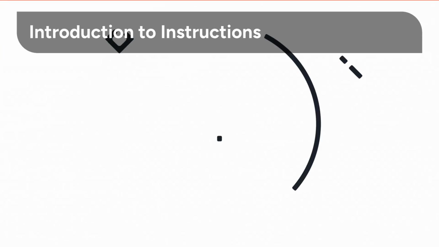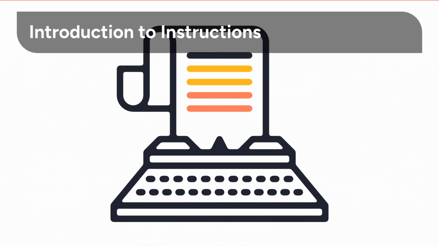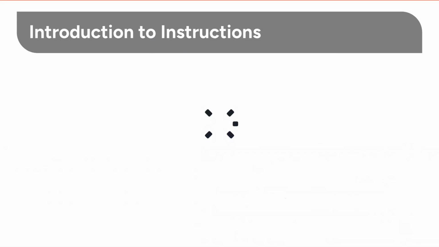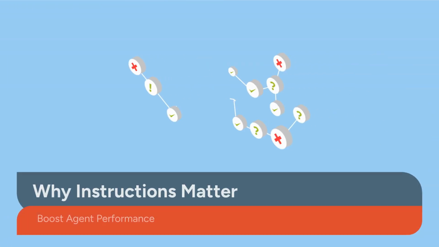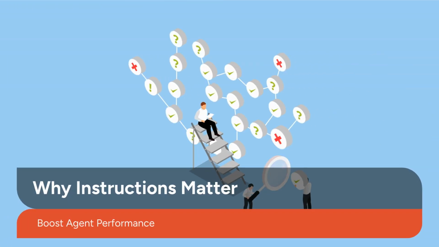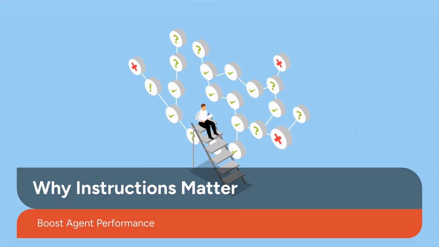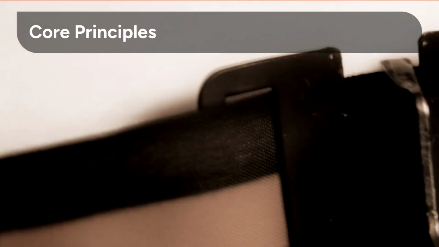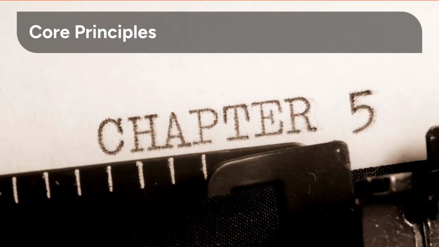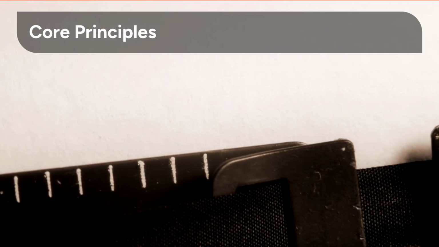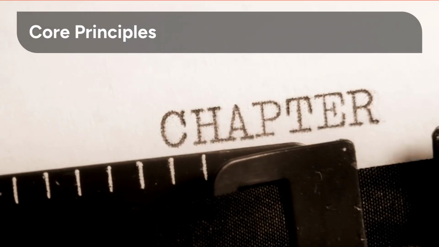Whether you're guiding a human or an AI agent, clear, concise instructions are vital for consistent, high-quality results. Clear instructions minimize errors, reduce ambiguity, and ultimately, supercharge your agent's performance and efficiency. Let's explore the 3 core principles for writing instructions that make your agents shine: specificity, positivity, and structure.